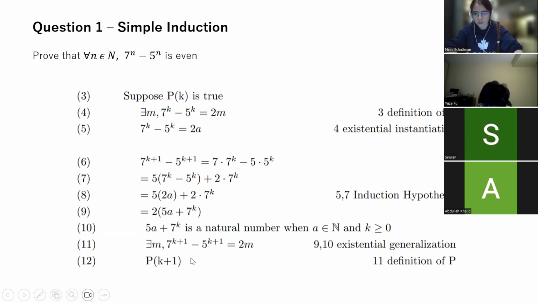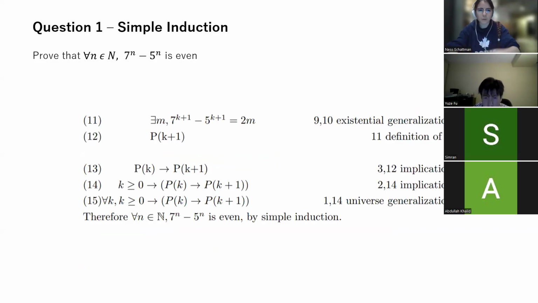So what we've basically shown here is that P of k plus 1 holds if we assume that P of k is true, which is our second big chunk of an induction proof. So with that, we know that this is true, and we can write that out more formally in this step. And so by simple induction, we know that this must hold for all natural numbers.